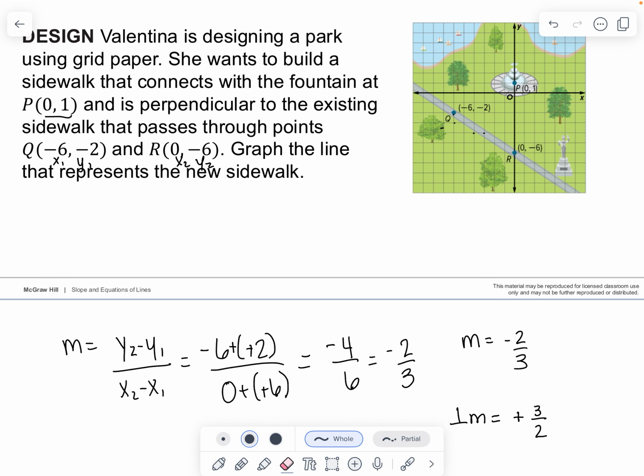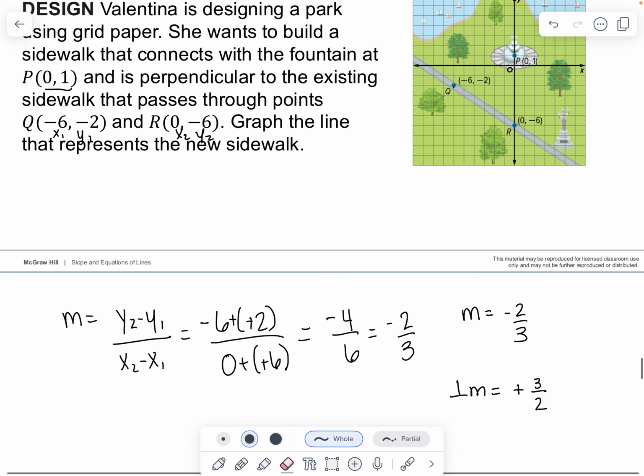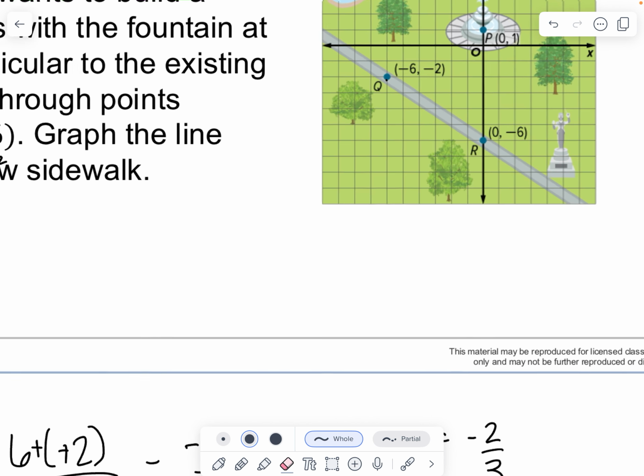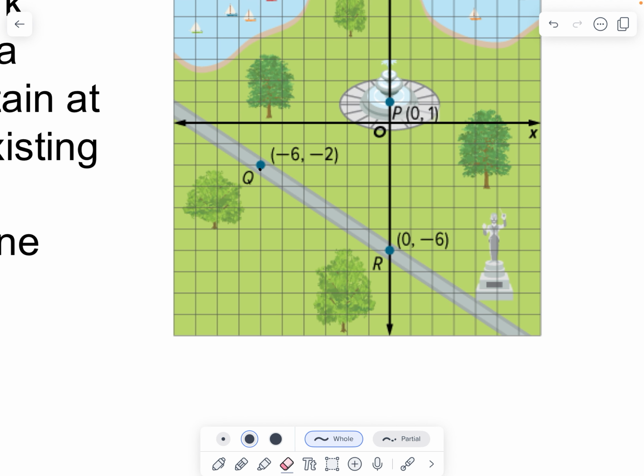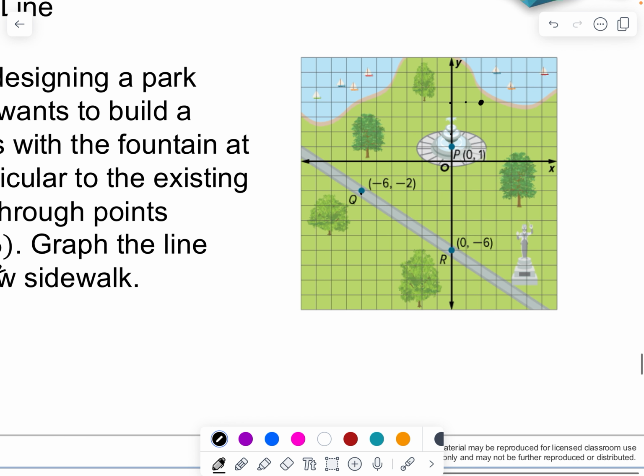+3 over 2. Okay. So now I'm going to come up here to this point up there. And what I'm going to do is go up 3, 1, 2, 3, and over 2, and put in a new point. That's going to be where my line goes through. I might go up 3 and over 2 more. There we go. And I'm going to draw my line through all those points. Down we go. And there we go. And that will be perpendicular to that sidewalk.